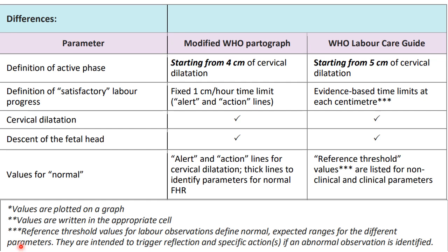More important differences are the starting point of active phase of labor, which is now 5 centimeters. In the previous partogram, the alert and the action lines were present. In the WHO labor care guide, the reference threshold values are written as such and decisions made according to the alerts.